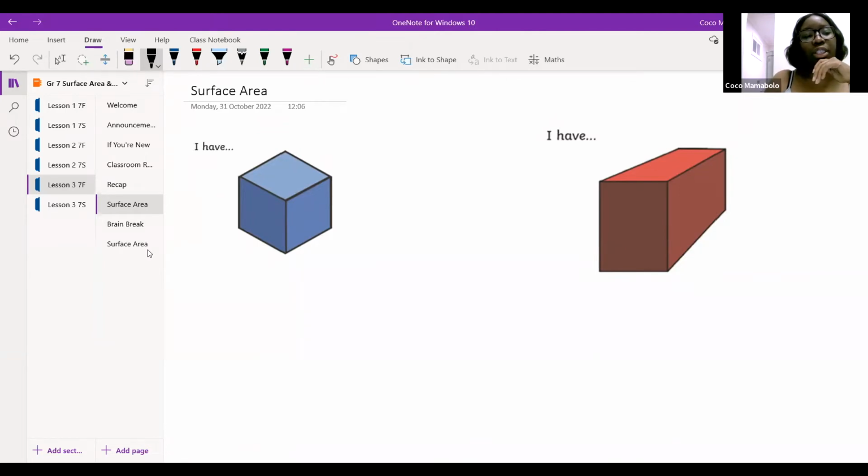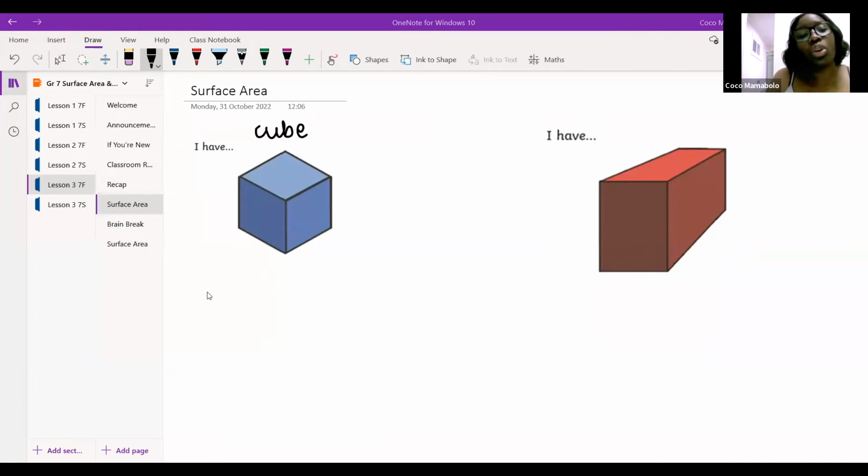Good. Excellent. Remember, we're looking for the 3D shape. Okay, it's a cube. Excellent. Now, I need to learn how to spell cube. All right, there we go. It's a cube.